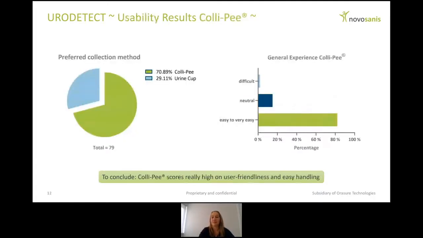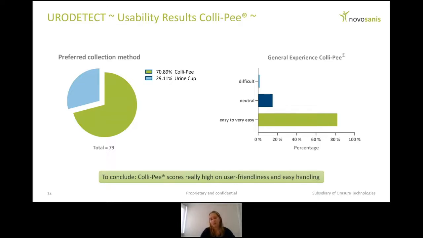If we then secondly have a look into the usability data, I can share this with you because we asked the people via a questionnaire. The participants received several questions regarding the usability of Colli-Pee before, during, and after the use, as well as comparing Colli-Pee and a standard urine cup, which we all know, of course. So on our left graph, you can see that most of the participants, about 71%, preferred to collect urine with the Colli-Pee over the standard urine cup.